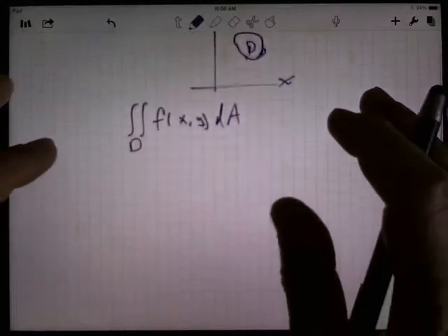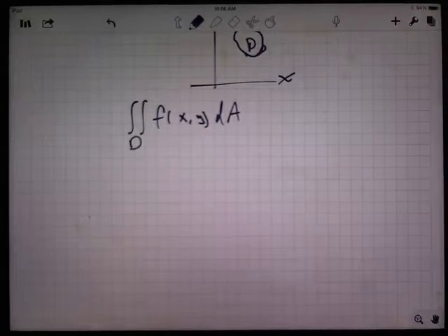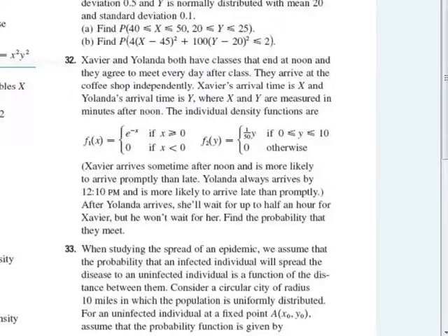So let's do an example of that. The example I want to look at is number 32 out of the textbook. You have Xavier and Yolanda. They both have classes that end at noon, and they agree to meet every day after class. They arrive at a coffee shop independently. Okay. Xavier's arrival time is x, and Yolanda's arrival time is y, where x and y are measured in minutes after noon. Okay.